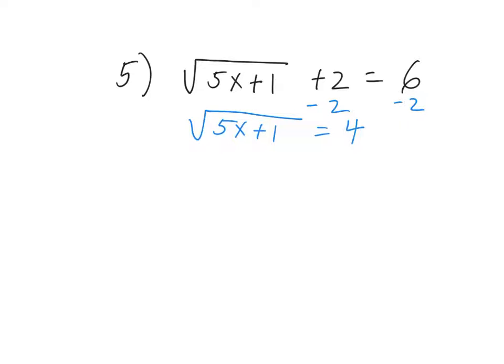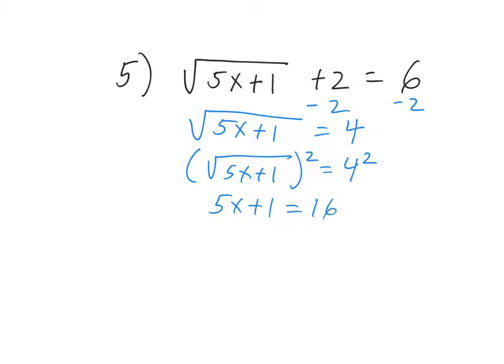And then we'll go ahead and get rid of that radical. We do that by squaring both sides. So we're going to square this side, and we're going to square this side. So that'll get rid of the radical, and we'll get 5x plus 1 equals 16. And then it's a much easier problem to solve. So we just subtract 1 from both sides. We'll get 5x equals 15. Divide by 5. And x is 3.